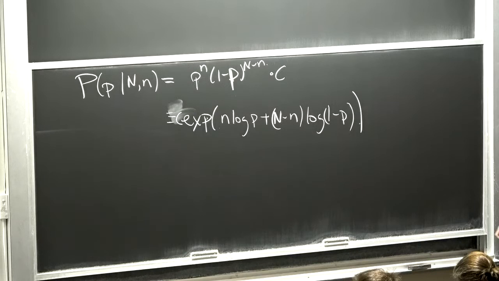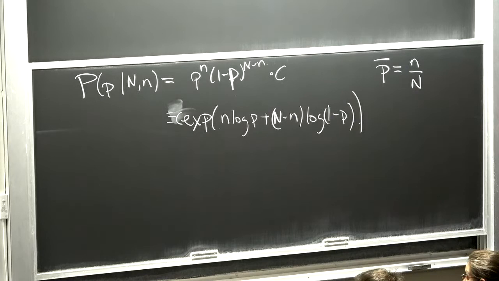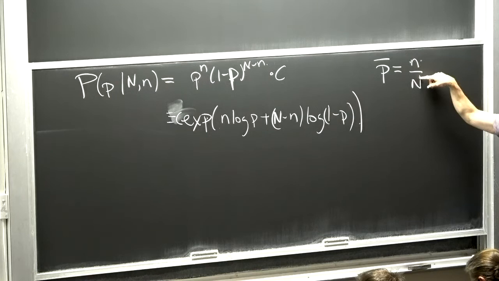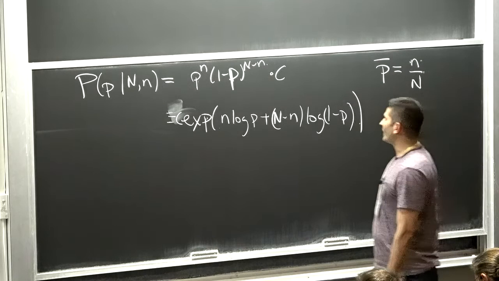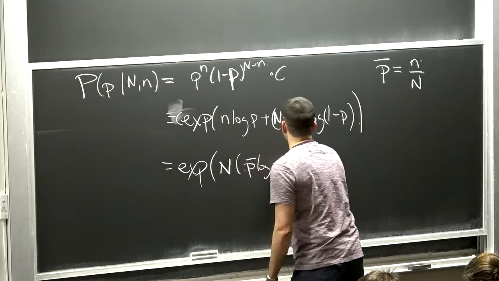Now, another thing that's useful is to define p bar as just the ratio of little n to big N. This is our best guess for what the probability is, because I just take the number of heads, divide by the total, that's the fraction of heads. You might have the intuition that as n goes to infinity, this should be the right answer. Writing it that way, I can factor out an overall capital N. So I can write it this way, big N times p bar log p plus 1 minus p bar log 1 minus p.